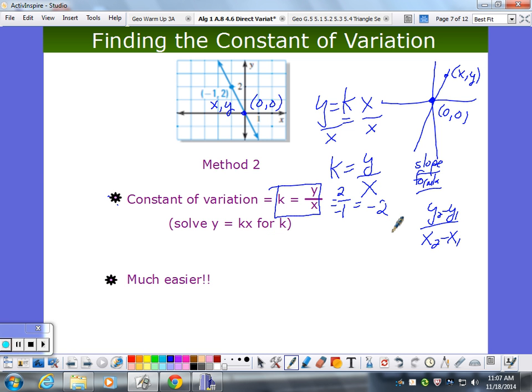Slope formula is y2 minus y1. So if these are my y2 and my y1, can I say y minus 0 over x minus 0? What's y minus 0? y. X minus 0, x. Exactly. Good. So if you know you have a direct variation, and you know one of the points, y over x will give you the constant of variation.